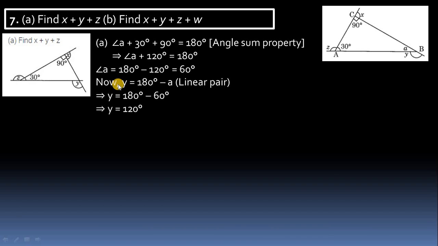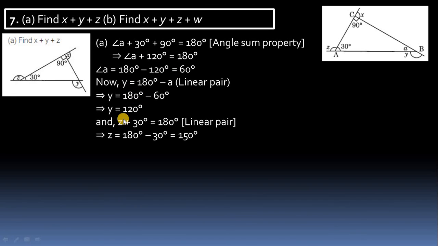Then now according to the linear pair, as I told you, 180 minus 30 is z. Here you already got the value of this one, so you can easily calculate y. As you know it is 90, so x will be 90. So according to the linear pair, if you calculate the value of y, what is the value of A? That you calculated, 60. So 180 minus 60, y is 120. Now you can easily calculate z.